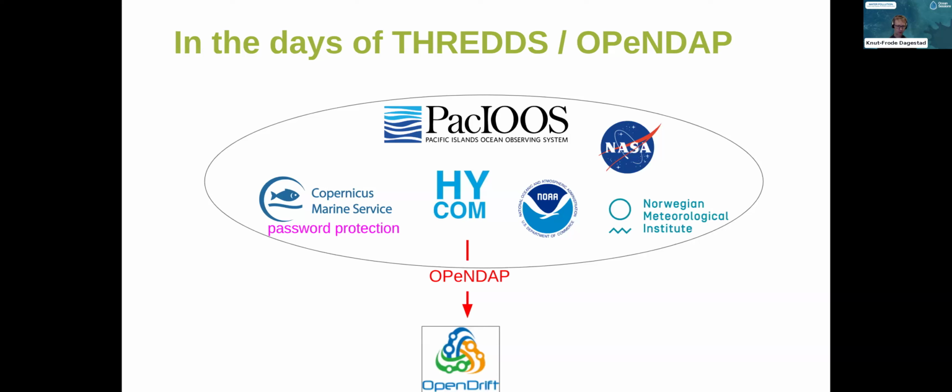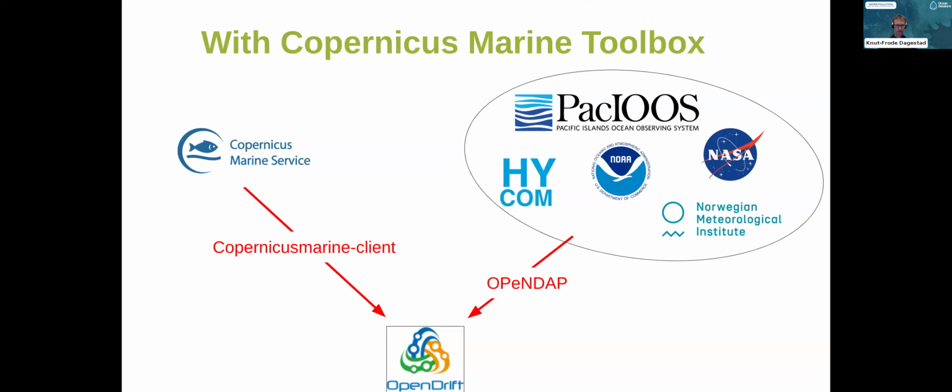But then later, Copernicus also complied with the OPeNDAP data service, and that was much better because then we had the same solution for all the data providers. Although we also needed a password for Copernicus, there are solutions for that as well. So actually, with the new Copernicus Marine Toolbox, we're a little bit back to the same, because we need a special solution for Copernicus, but at least now we don't need to download to disk before. We can stream directly from the data source, and that's a huge benefit.